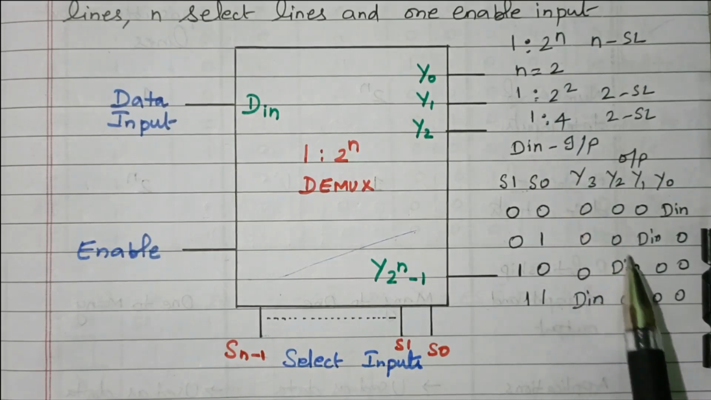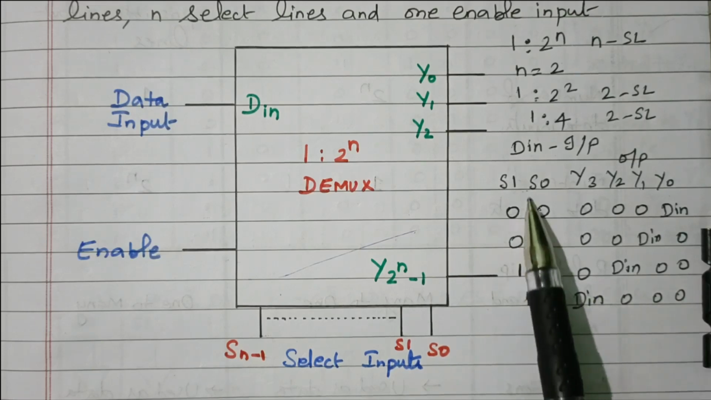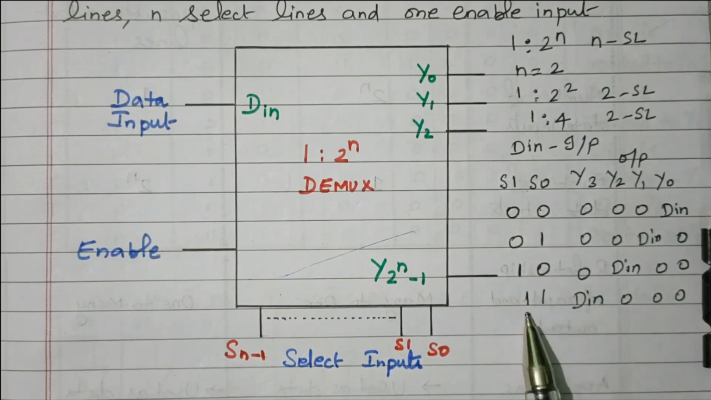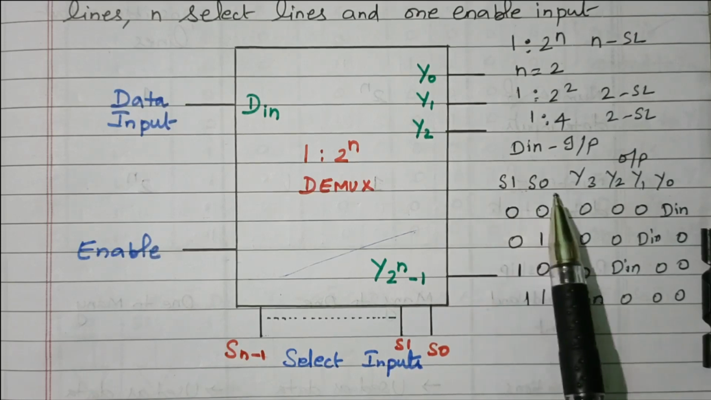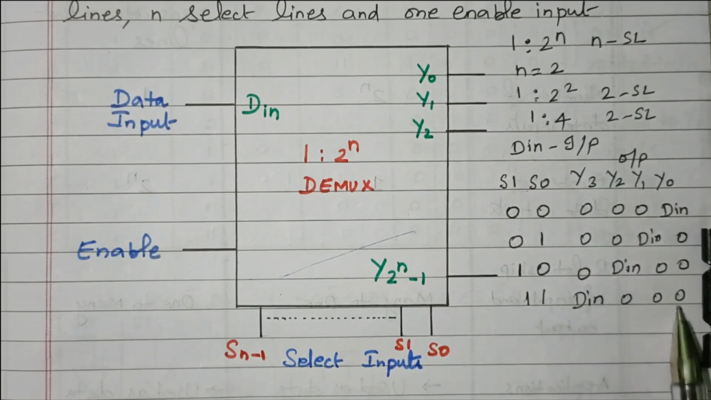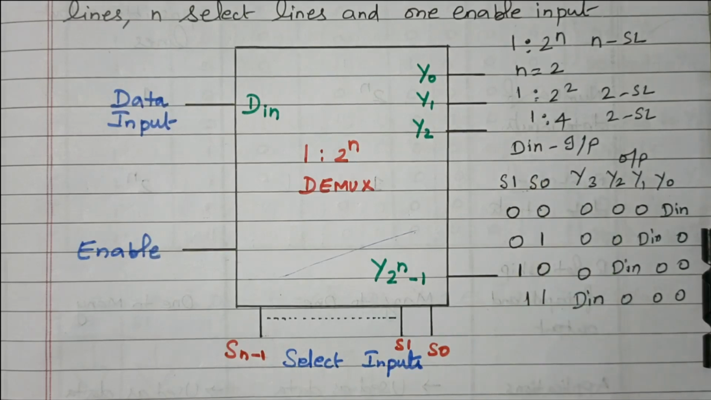So these 4 different outputs we are getting: 0, 0, 0, D in; 0, 0, D in, 0; 0, D in, 0, 0; D in, 0, 0, 0. How is it possible? That is based on the selection lines 0 0, 0 1, 1 0, 1 1. So this will provide these 4 possible selections. 2 selection lines with the 4 possible options will make the 4 different outputs, right? So this is the example for the 1 to 4 demultiplexer, right?